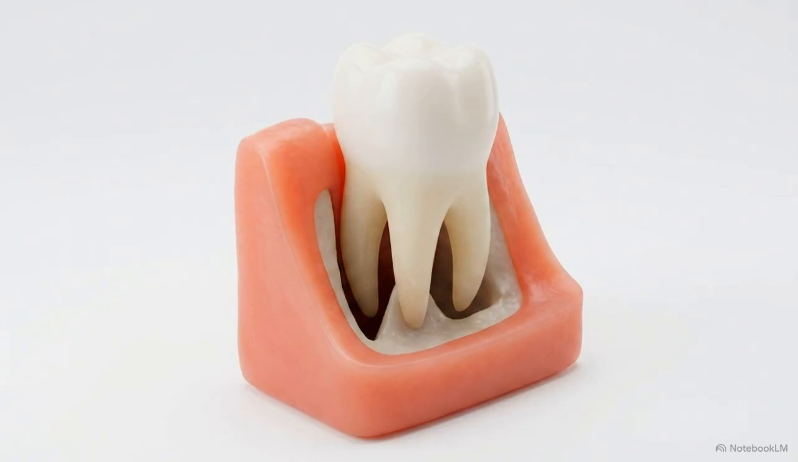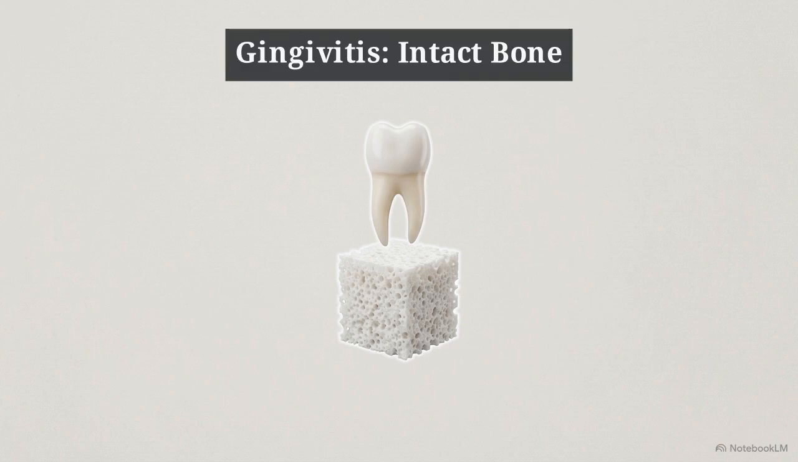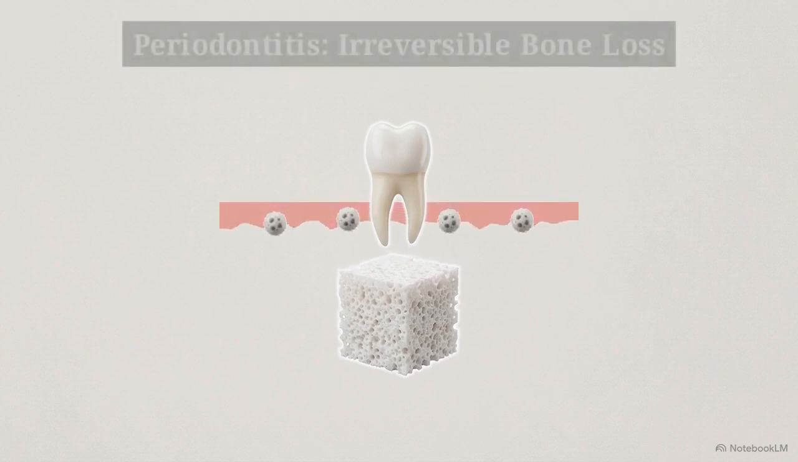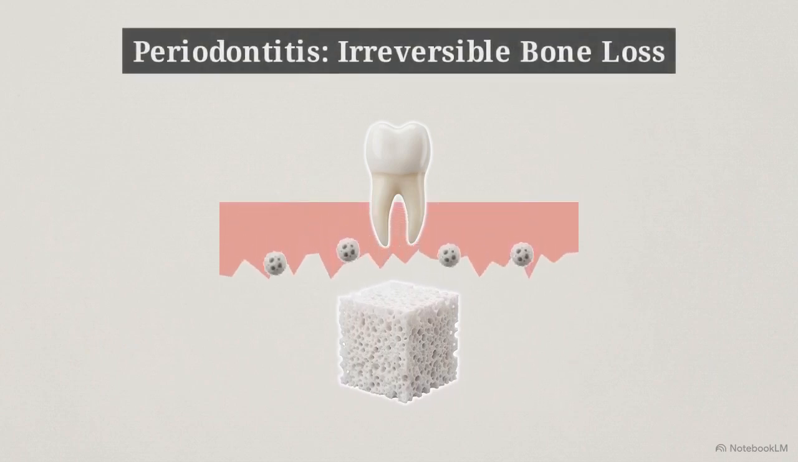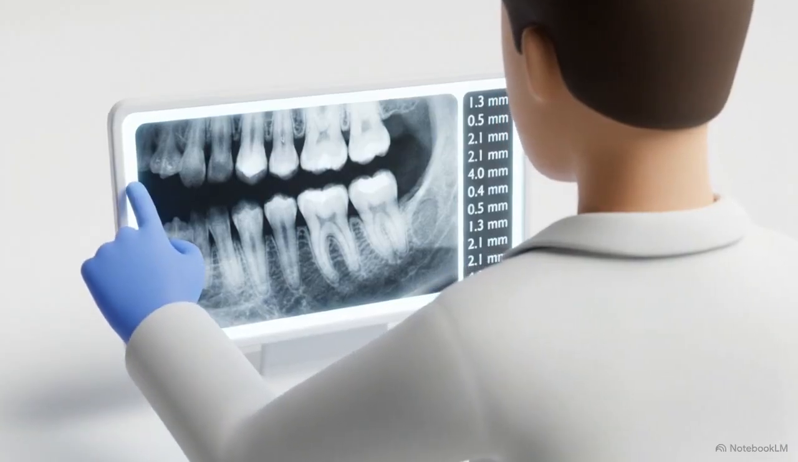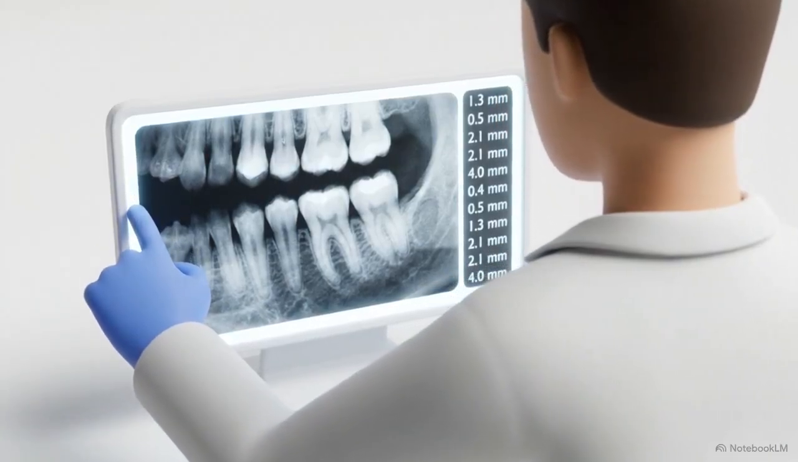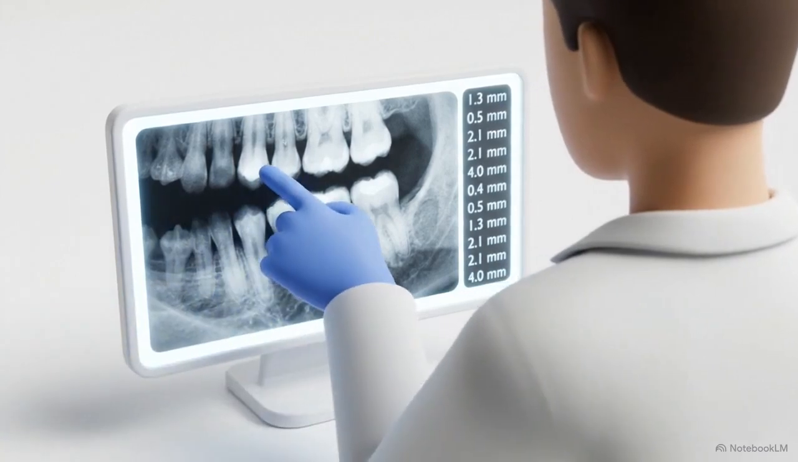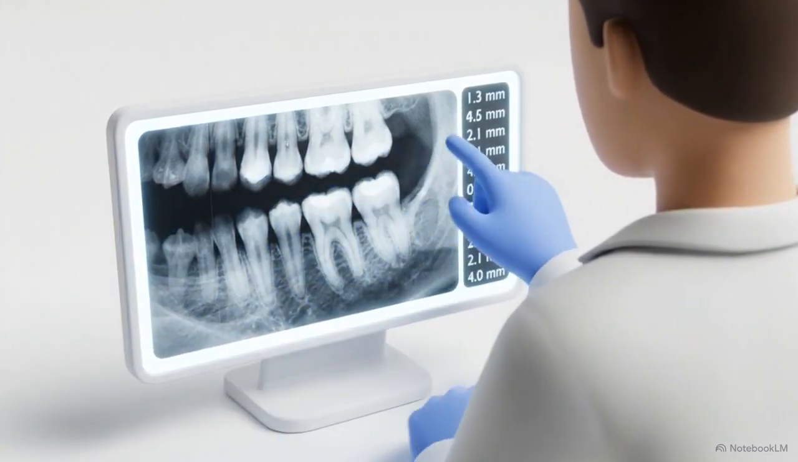Failing to intervene during the established lesion phase leads to permanent damage. Prolonged inflammation eventually triggers osteoclast activation, marking the transition to periodontitis. Gingivitis represents the final opportunity for total clinical reversal. By prioritizing clinical attachment loss over pocket depth, clinicians can identify the pseudopocket and intervene before the disease becomes irreversible.